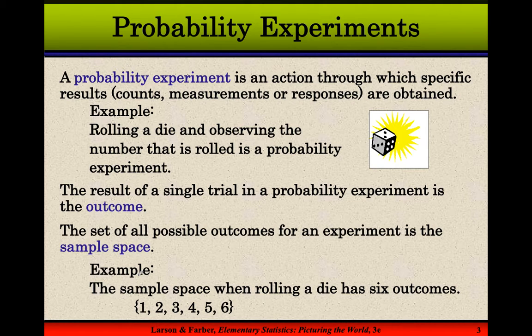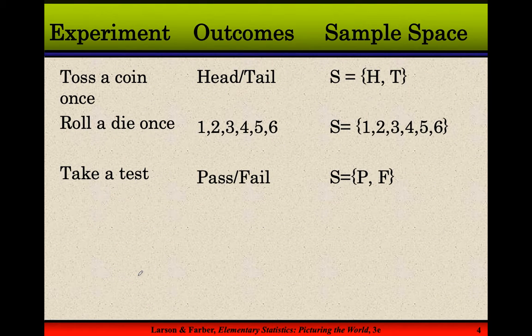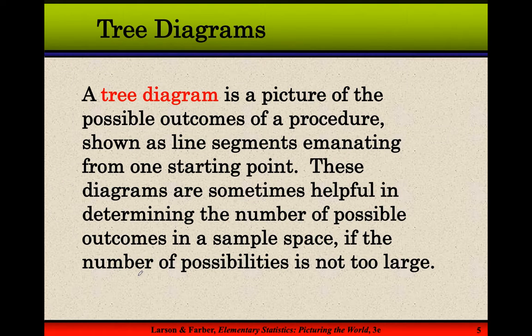Typically, we put our sample space in curly braces. Here's three different experiments. Toss a coin one time, roll a die one time, take a test where my only options are pass, fail, and there's a list of all the outcomes, and we put our list of all the outcomes in a sample space. So S stands for sample space. S equals heads, tails, 1, 2, 3, 4, 5, 6, or P, F for pass, fail.